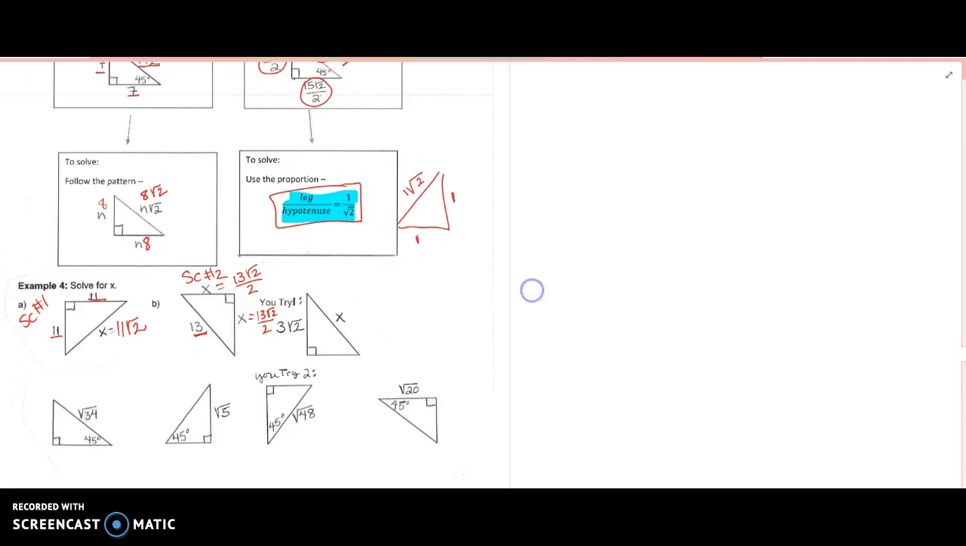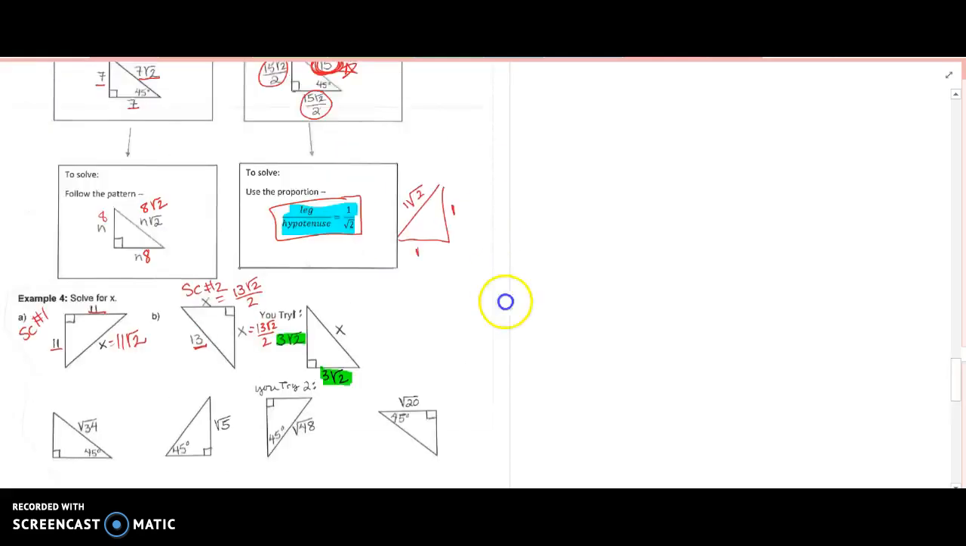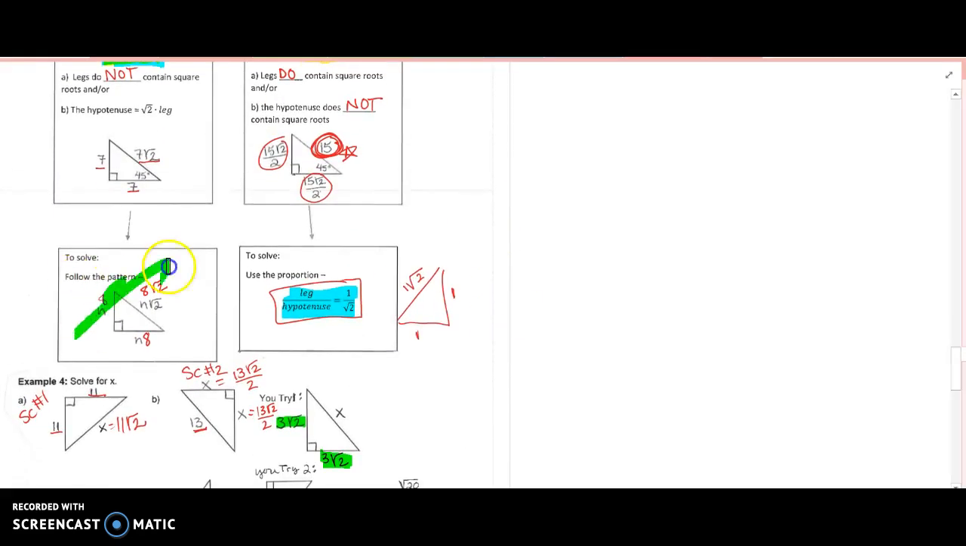The last one looks kind of tricky. Let's take a look. It is not a whole number for the leg, is it? It's 3 square root 2. So automatically we know the other leg would also be 3 square root 2, right? The tricky part is, what is the hypotenuse? I don't have a pattern for this. It doesn't fit this pattern. It doesn't fit this pattern.